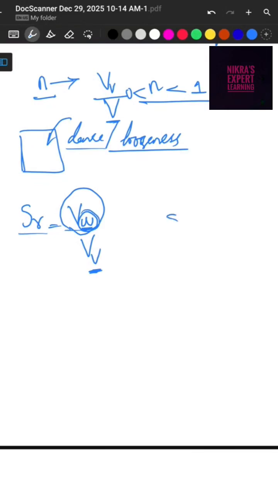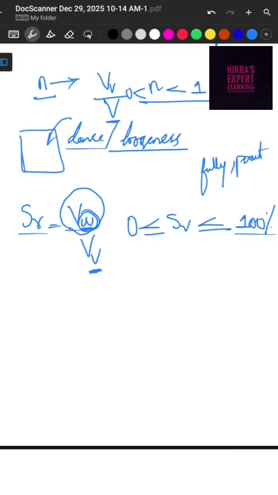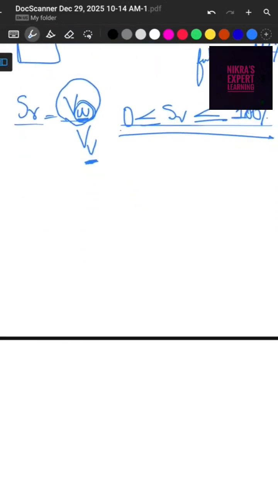Okay, and this value is generally greater than or equal to 0 and less than or equal to 100. So when I am saying 100, it is fully saturated. As I have told you in the previous video, we have cases like fully saturated, partially saturated, and totally dry. So based on the degree of saturation, we'll tell if it is a dry soil, partially saturated soil, or fully saturated soil. Okay, so when I am saying dry soil, that means SR is equal to 0.